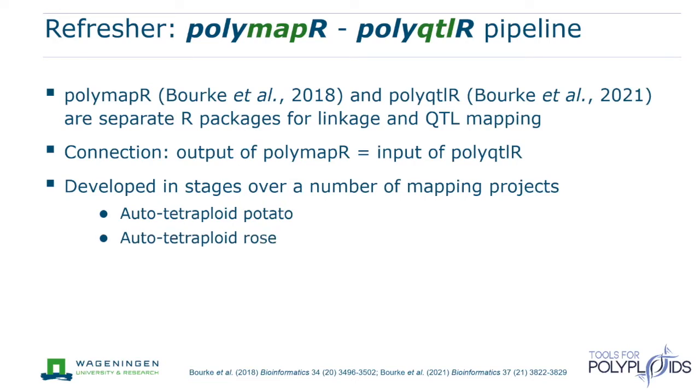At the same time, we were also developing a large Axiom array for roses. And we had all this marker data from a tetraploid population. So we then used polymapR, or polymapR was developed in the mapping, shall we say, of this rose population, and allowed us also to deal with some non-random pairing in that population, so segmental allopolyploidy or allotetraploidy.